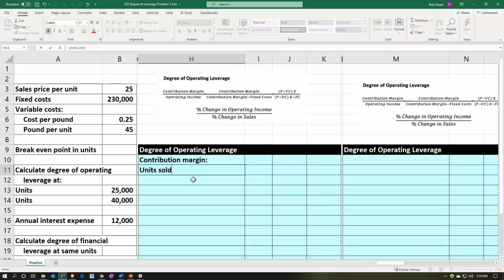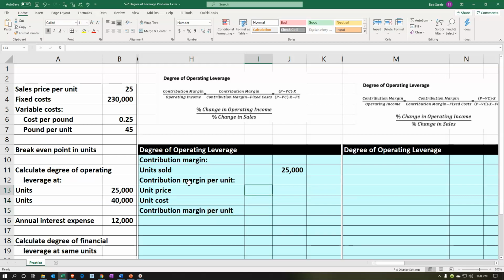So the units sold, we're going to pick up the 25,000. That's going to be the 25,000 here, and then we'll do the 40,000 later. So that's X in our formula. And then we're looking at the contribution margin per unit, which is the P minus the VC, otherwise known as the contribution margin per unit, colon, which is the unit price less the unit costs. That's going to give us our contribution margin per unit.